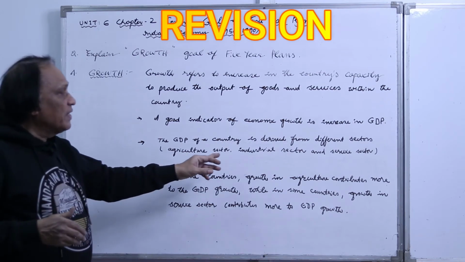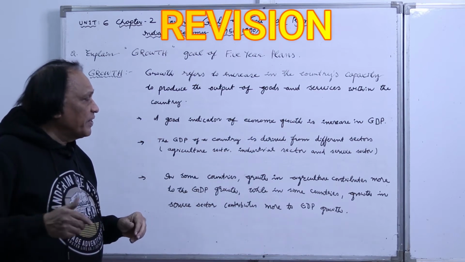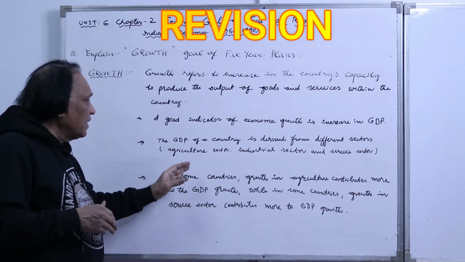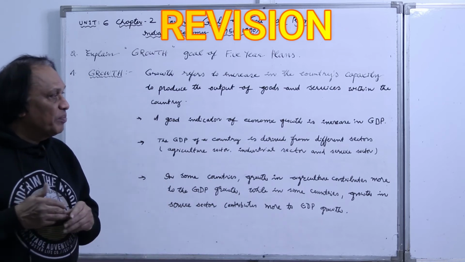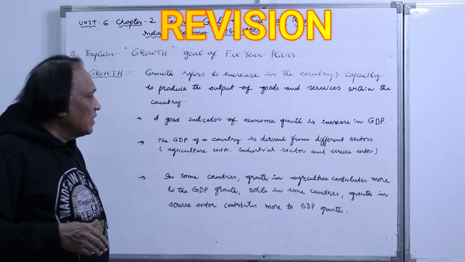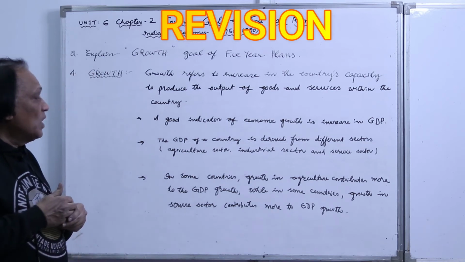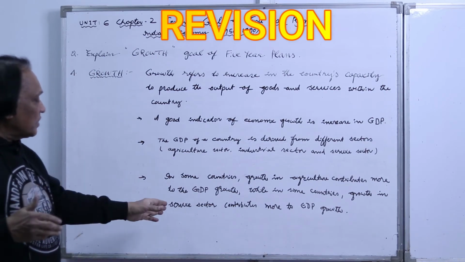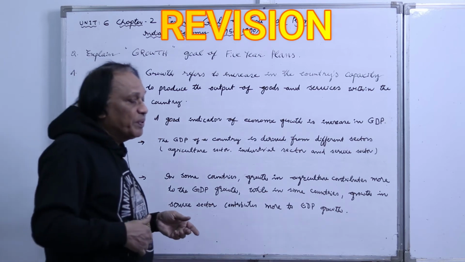The GDP of a country is derived from different sectors, maybe the agricultural sector, the industrial sector, or the service sector. In some countries, growth in agriculture contributes more to GDP growth, while in some countries, growth in the service sector contributes more to GDP growth.